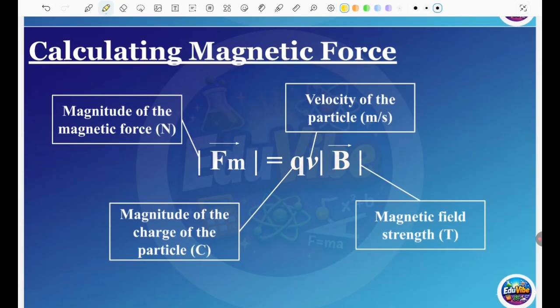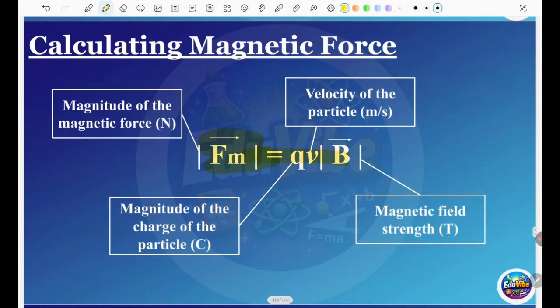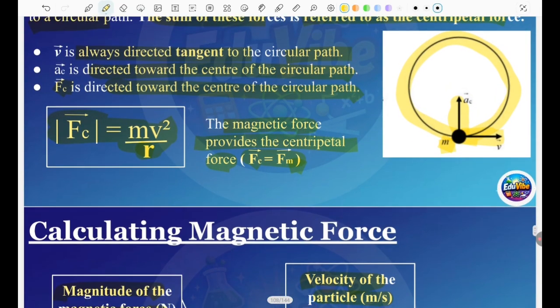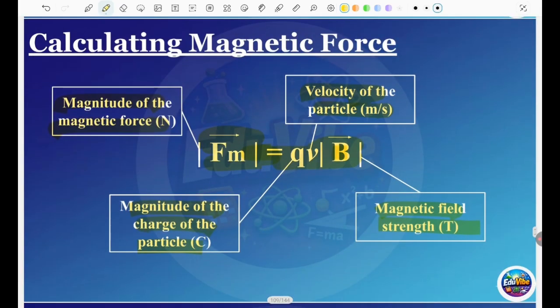Now, calculate the magnetic force. This formula is on your data sheet, but you should memorize it. Fm is equal to QVB. Fm is your magnetic force in newtons, Q is the charge of the particle in coulombs, V is the velocity in meters per second, and B is the magnetic field strength in tesla, T. So those are the two formulas you have to know: one not on the data sheet, and this one on the data sheet.